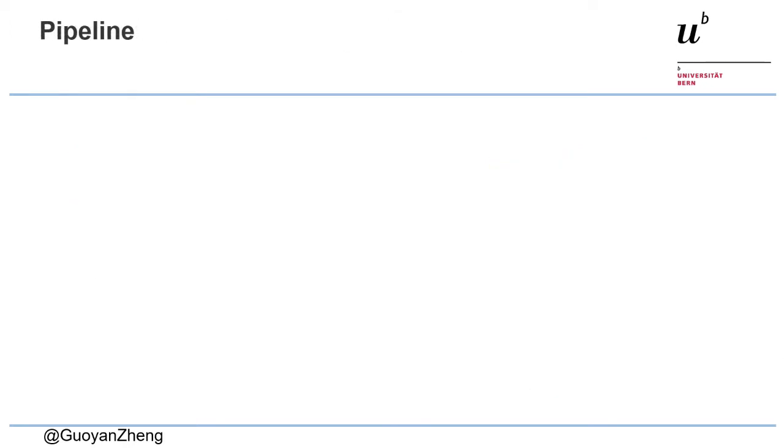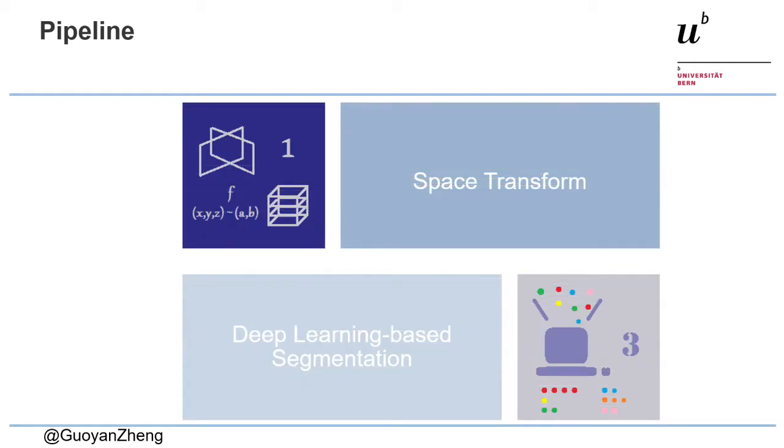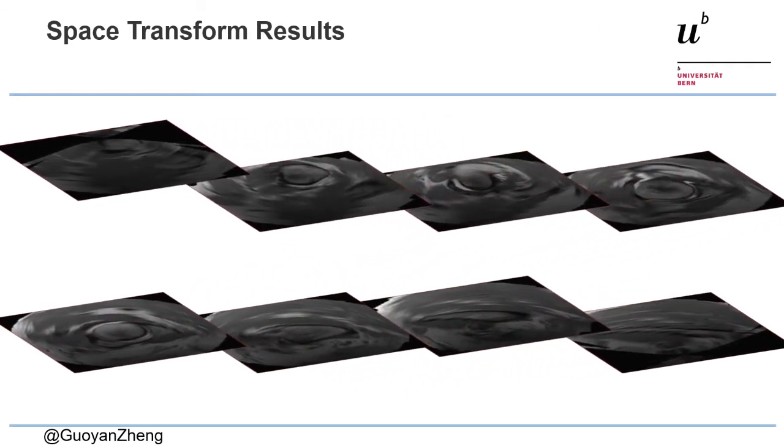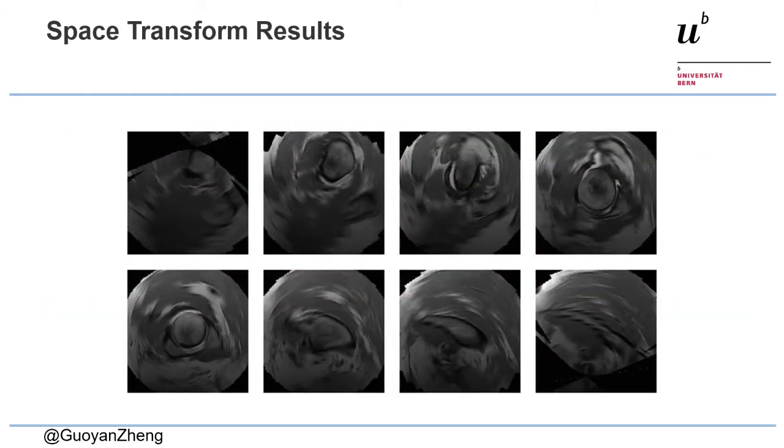So here is our pipeline. Basically, it starts from a space transform. We transform a radial scan to a Cartesian coordinate, and then use a deep learning-based method to do the fully automatic segmentation. Here shows the data after the space transform. Now it's not a radial scan anymore, it's like a Cartesian coordinate, but unfortunately the data is extremely fuzzy. As you can see, after interpolation, you can probably identify the femur, but other structures are quite challenging. So can we get accurate segmentation from such data?